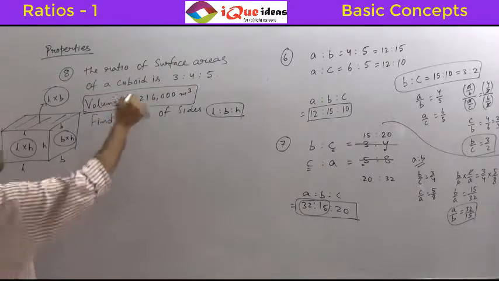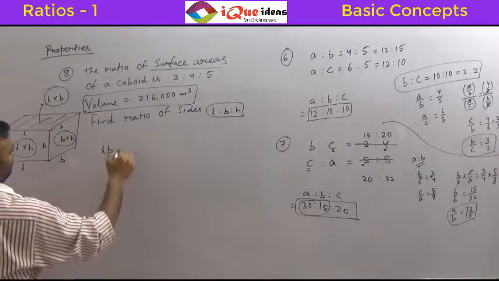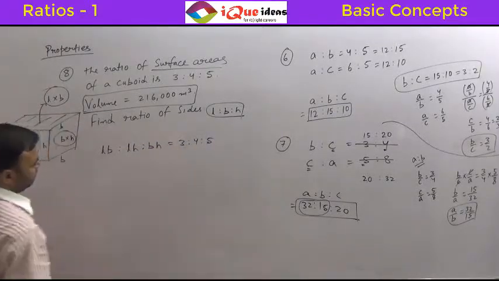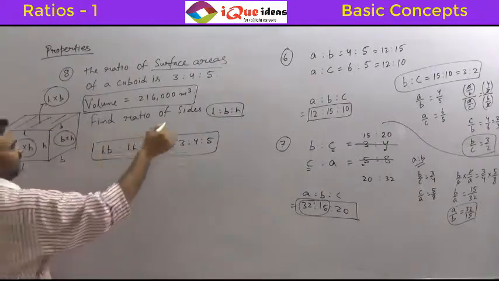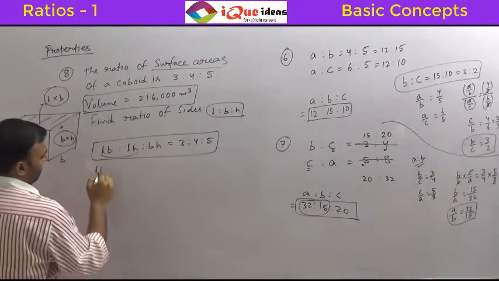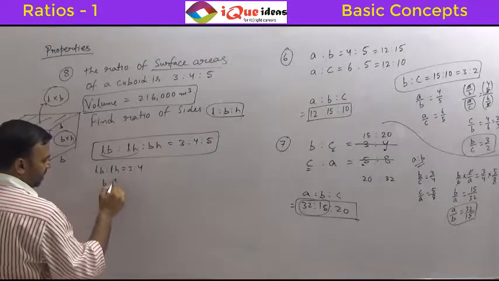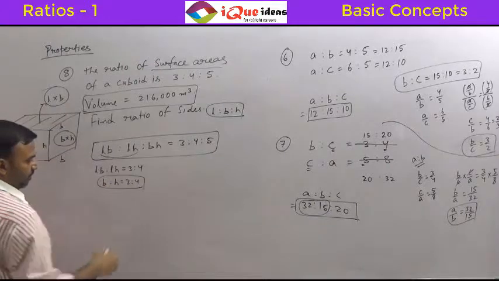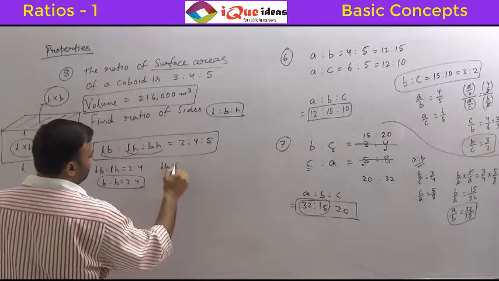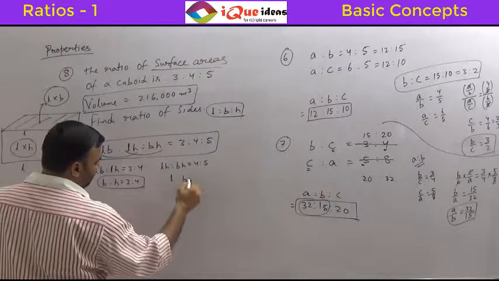What is given? It says ratio of surface areas. That means the ratio of LB is to LH is to BH is given as 3:4:5. From here we have to find L is to B is to H. Just separate them. For example, if you take 2 of them, LB is to LH, that is 3:4. From here L gets cancelled out and we get B is to H equal to 3:4. Similarly, if you take these two, LH is to BH, that is 4:5. H gets cancelled out, we get L is to B equal to 4:5.